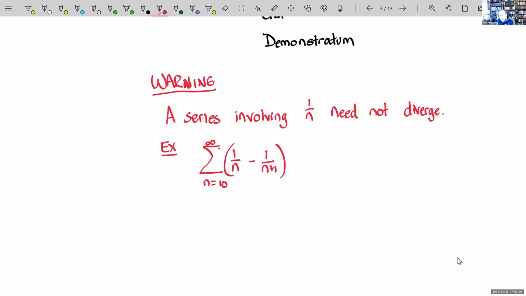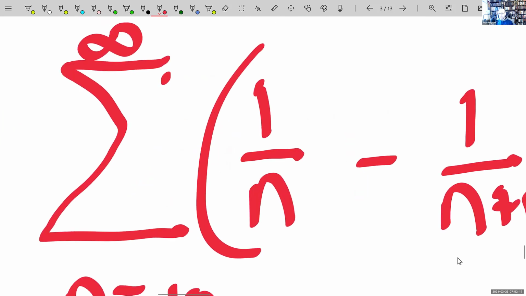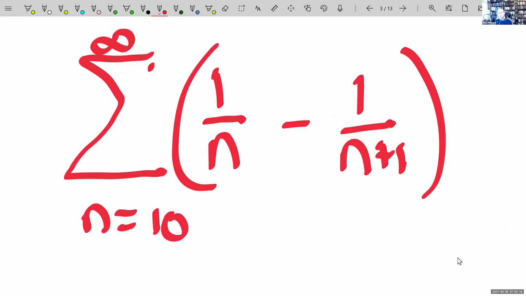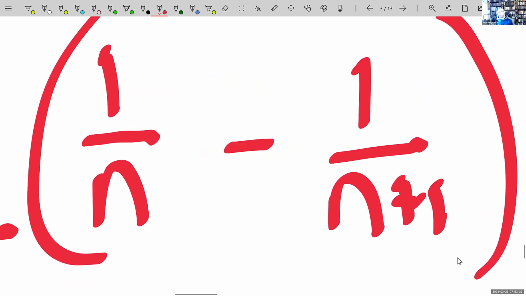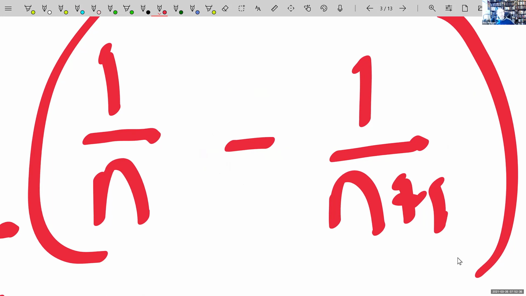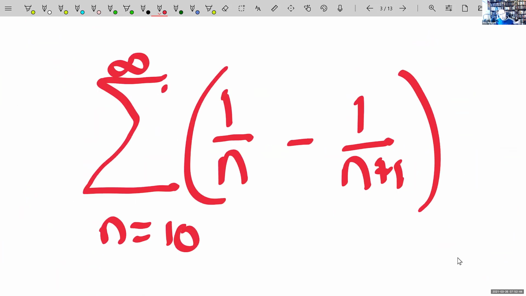So even though this has a 1 over n in it, if you write out a few terms, you'll find that the 1 over n plus 1 starts canceling that 1 over n as time goes on. So don't just think, oh, I have a 1 over n, therefore it diverges. No, that's not true. This is not just 1 over n. It's a 1 over n minus a 1 over n plus 1. If you pulled these apart, they both diverge. But when you glue them together, they provide us with a convergent series.